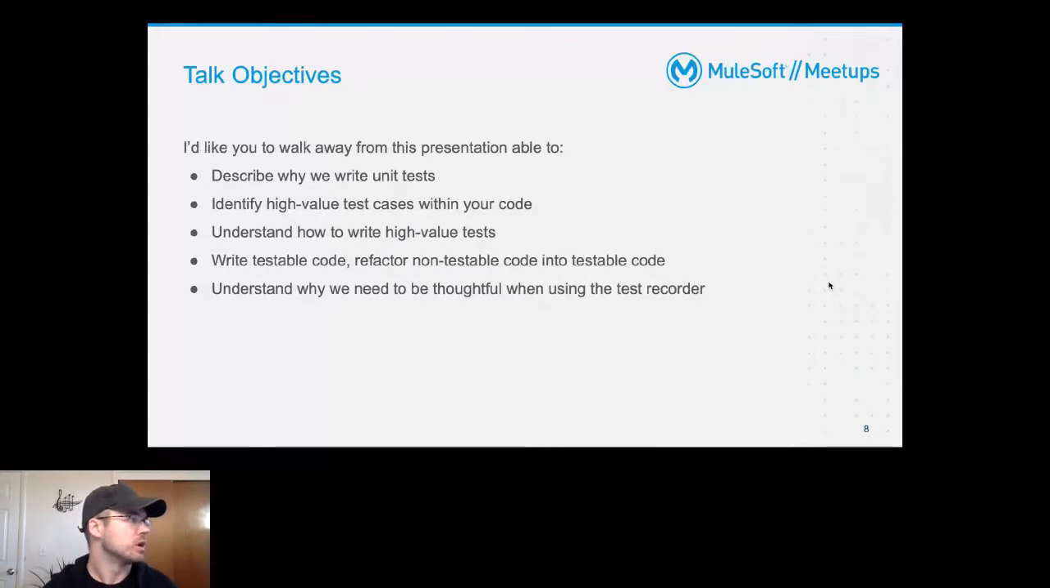Exactly. So, talking objectives. Once we are through with this presentation, I want you to be able to describe why we write unit tests, identify high-value test cases within your code, understand how to write these high-value tests, how to write testable code, and refactor non-testable code into testable code. How many times can I say testable code in this presentation? We will find out. That's not a trivia question, though. I'll show you concrete examples of this that I've seen in the wild. And finally, we want to understand why we need to be thoughtful when using the EffectiveMunit test recorder. I'll dive more into that when we get there.